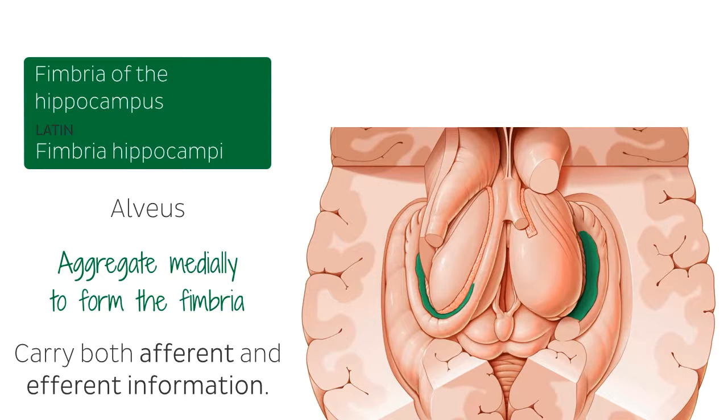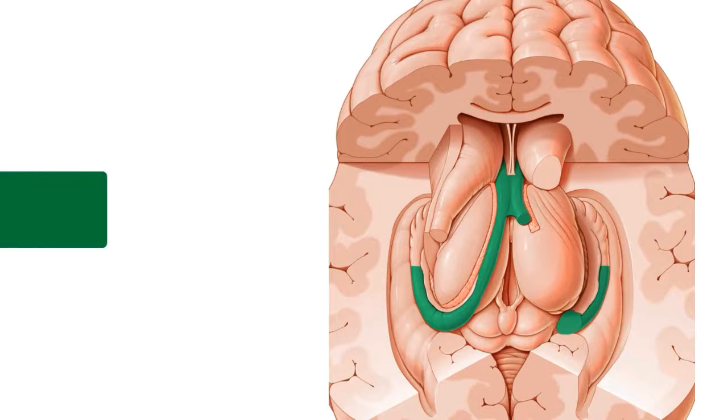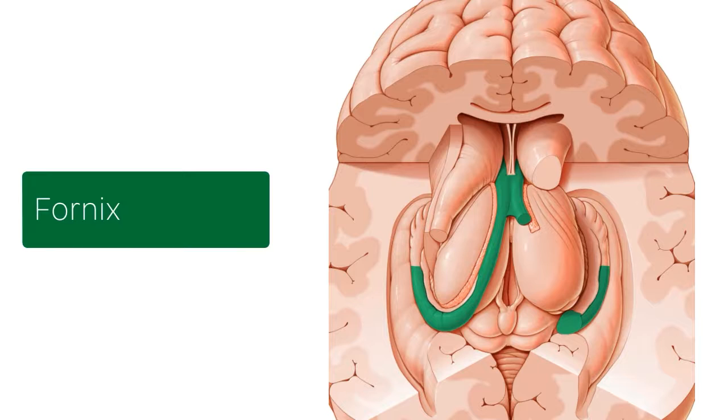As we just saw, the fimbria forms another bundle of fibers that you see here highlighted in green, the fornix. These fibers run in both directions between the mammillary bodies and the hippocampus. The fornix has a C shape and is comprised of a body, two posteriorly located crura, and the columns anteriorly.